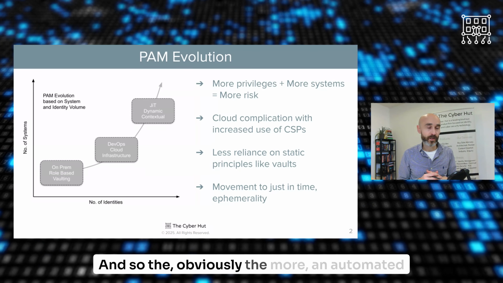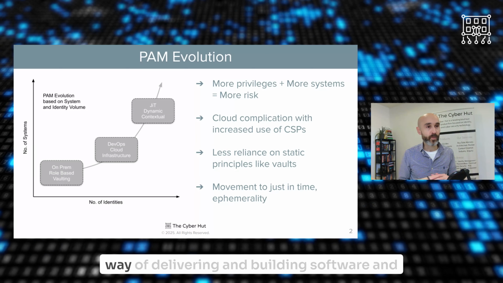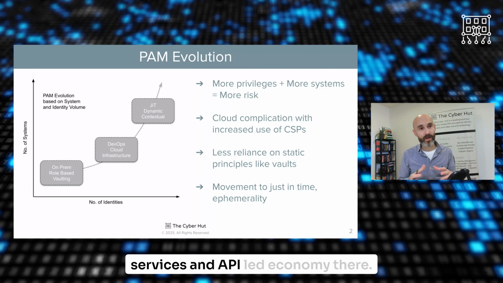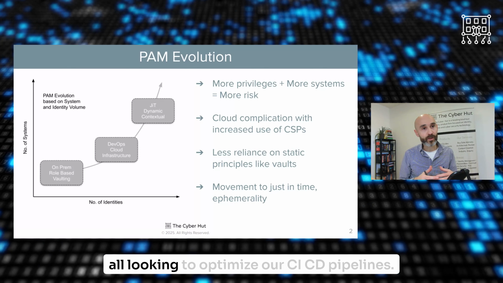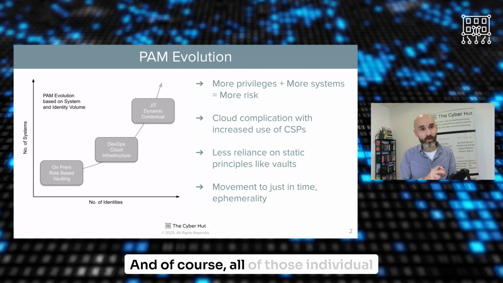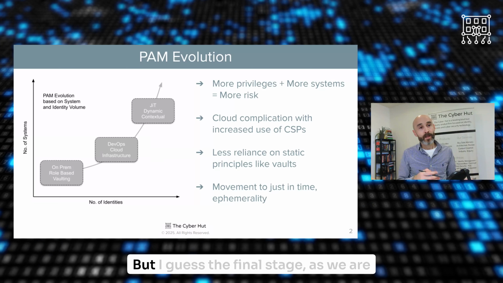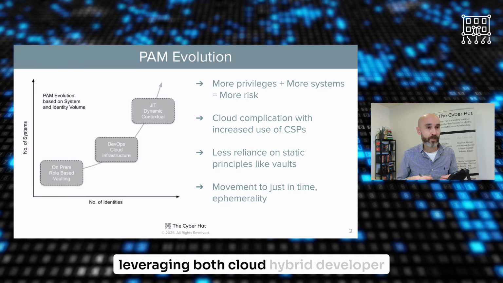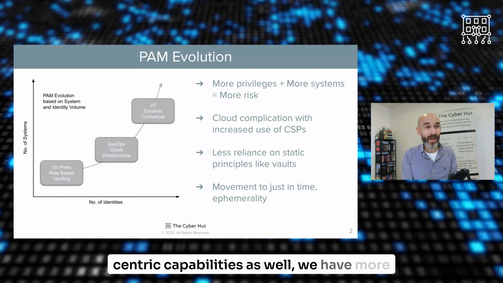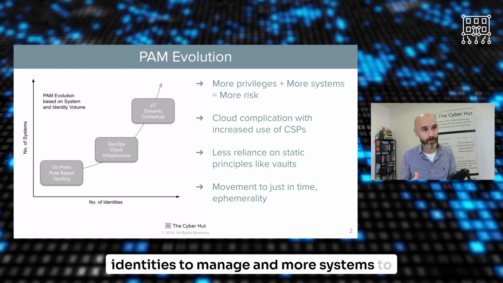So obviously, more of an automated way of delivering and building software and services, an API-led economy, all looking to optimize our CI/CD pipelines. And of course, all of those individual components have high risk associated with them. But I guess the final stage, as we are leveraging cloud, hybrid, and developer-centric capabilities as well, is that we have more identities to manage and more systems to manage.